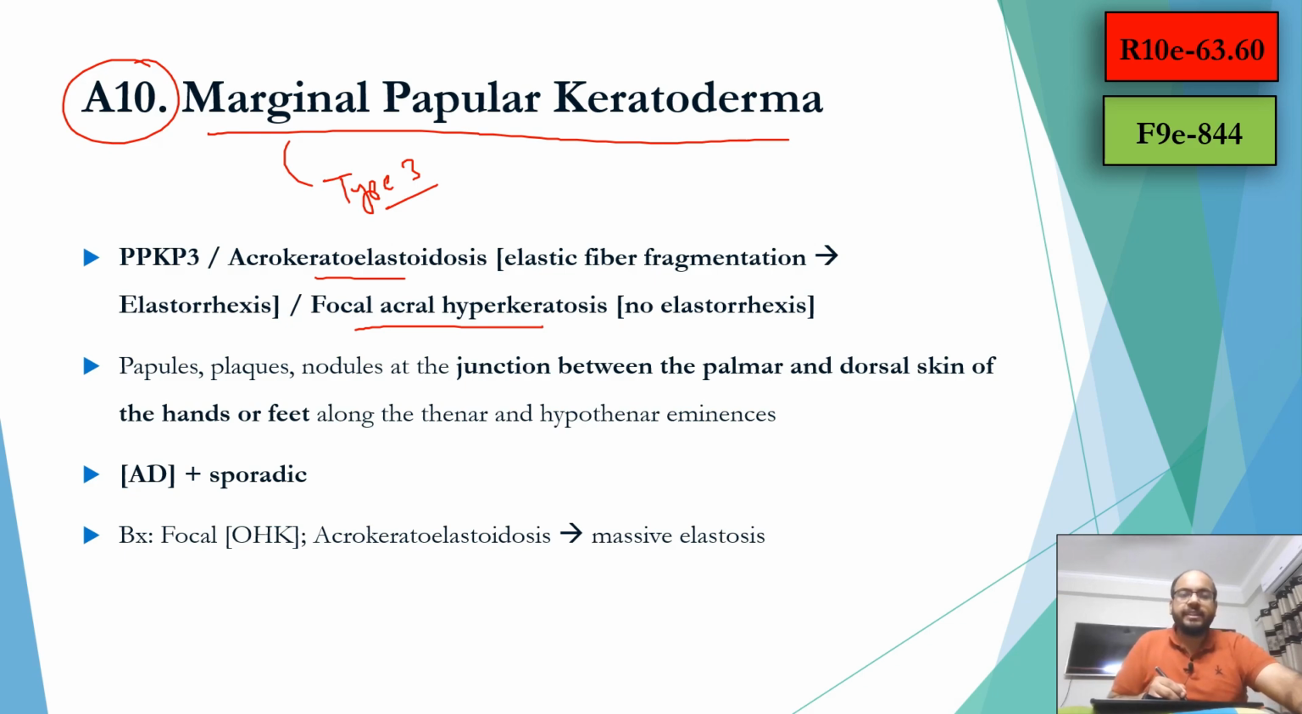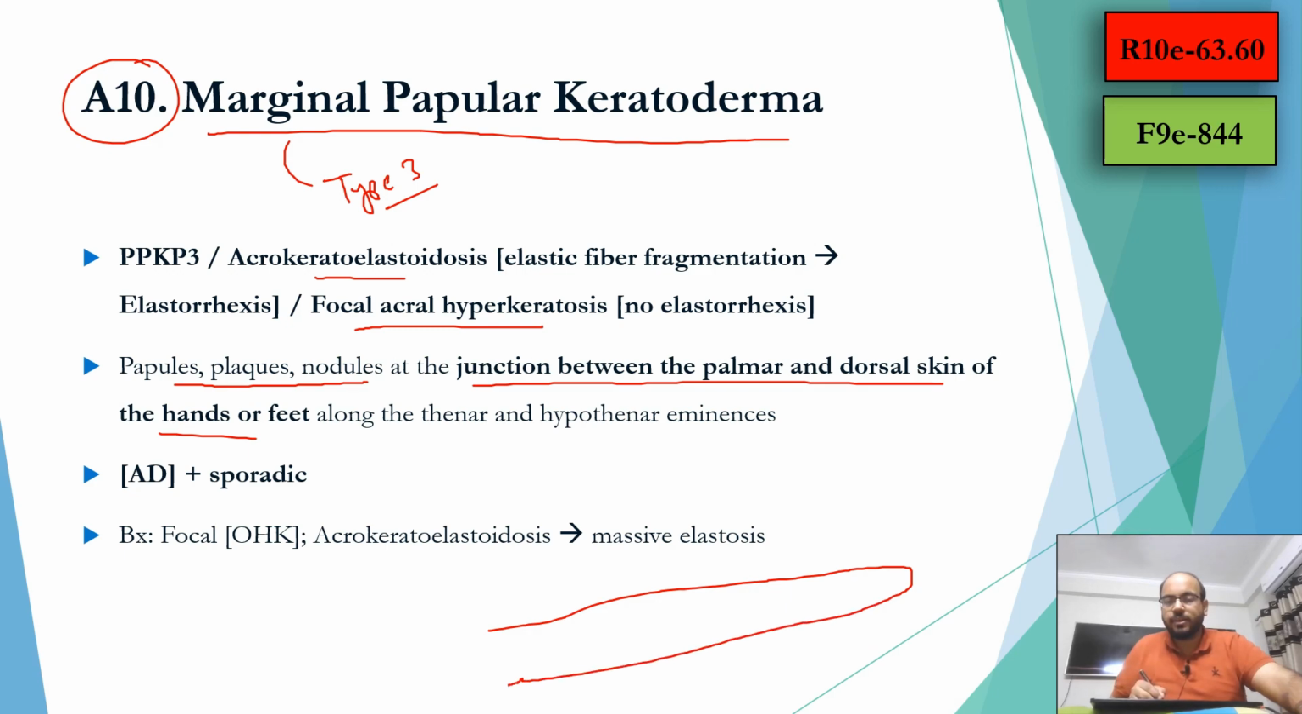So in this marginal type, you have papules, plaques and nodules at the junction between the palmar and the dorsal skin. If you look at your palm from the side, this is the wrist, this is the palm, this is the finger, and I'll make a nail so that you're able to understand properly. We appreciate that there is a margin, and above the margin is the dorsum aspect, below is the ventrum aspect. In marginal papular keratoderma, you have lesions at the margin. That is why it is known as marginal papular keratoderma. Clear?